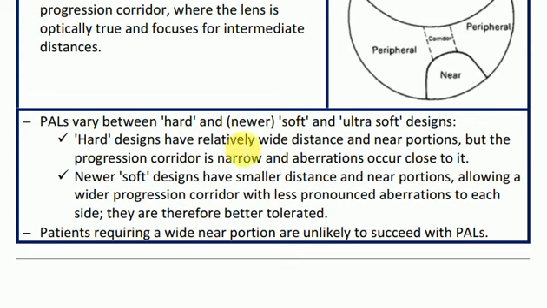Hard designs have relatively wide distance and near portions, but the progression corridor is narrow and aberration occurs close to it. Newer soft designs have smaller distance and near portions, allowing a wider progression corridor with less pronounced aberration to each side. They are therefore better tolerated than hard designs. Patients requiring a wide near portion are unlikely to succeed with progressive addition lenses.